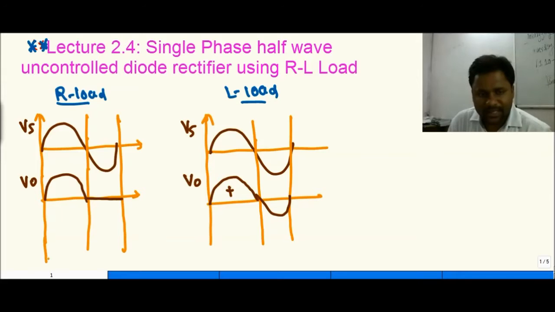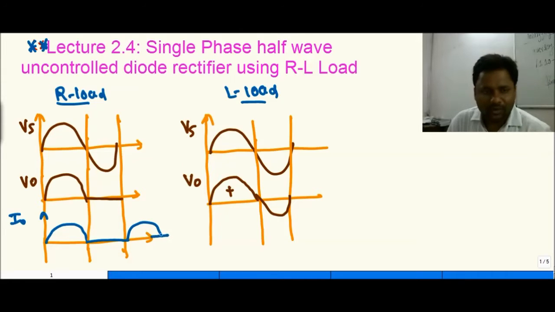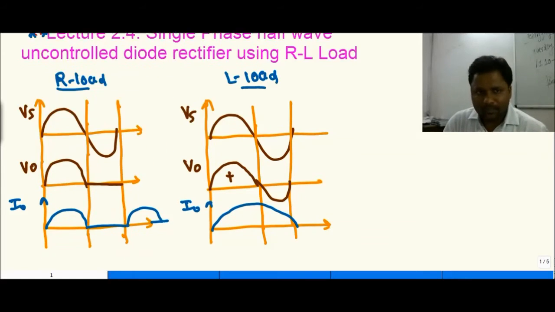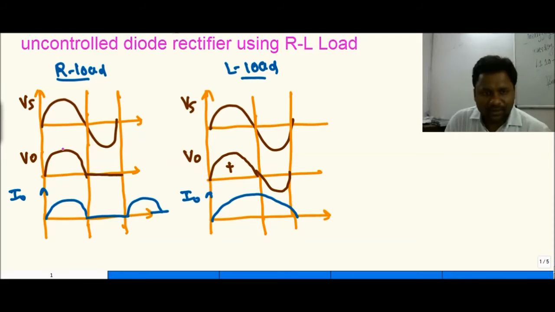But if we are thinking about the output current in the R load, then we are obtaining the output current like this fashion, which is nearly equal to V0 upon R. And in this pure inductor circuit, the output current waveform is going to be like this fashion. It is maximum at this point. So what we have understood is that at R load, when the voltage is maximum, then the current is maximum.